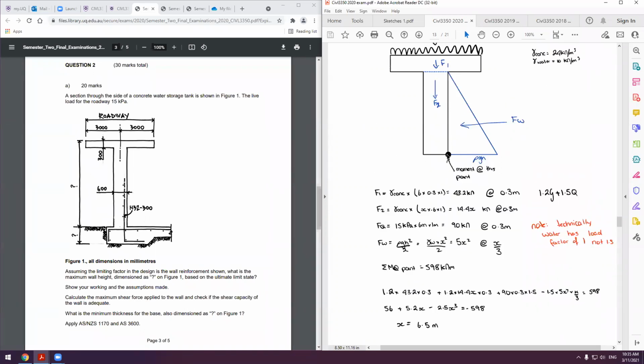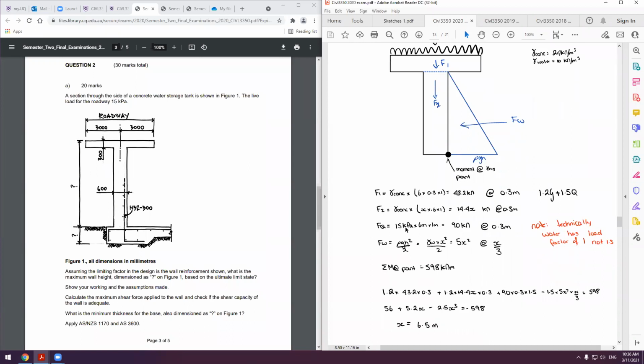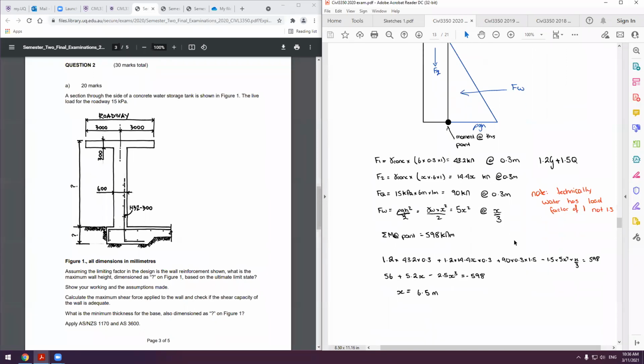We're taking moment around this point here. So essentially for all three of these, we're going to the center line of it, which is 300 mil. And then for water, we're dealing with a triangular thing, so it's a third of the height, so it comes in there. So I calculate both my forces and my lever arm separately. That just makes it easier later on.